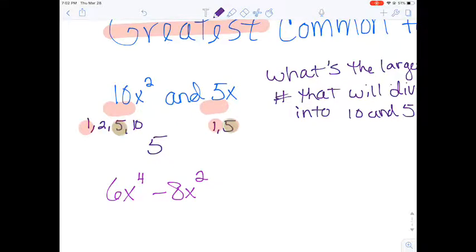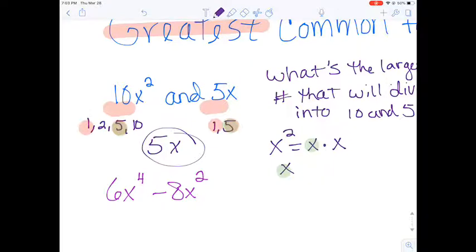And then if I have x squared, that is really x times x. And on the right-hand side, I just have 5x, which is just a single x. The greatest common factor that they would share is just one of the x's. So 5x is my greatest common factor between those two. That's how you would find the greatest common factor.